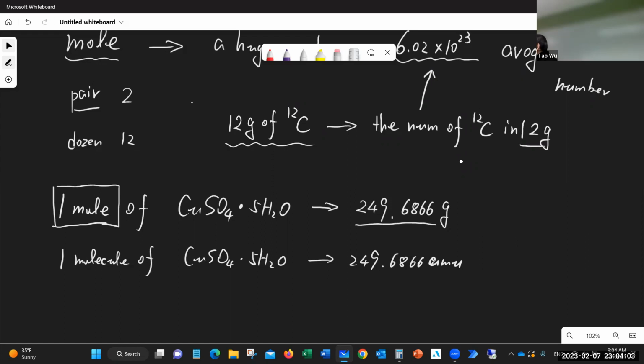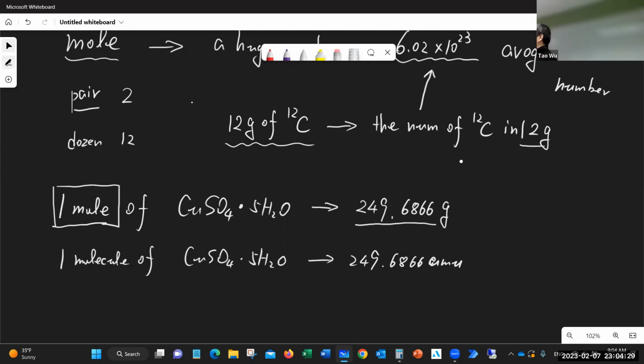Another sense: if we have 1 mole of donuts, and the thickness of a donut is about this much, if you stick 1 mole of donuts together, how long could it be? To the sun, and that's just half of it, and then come back. So that's the distance: you go to the sun and come back.